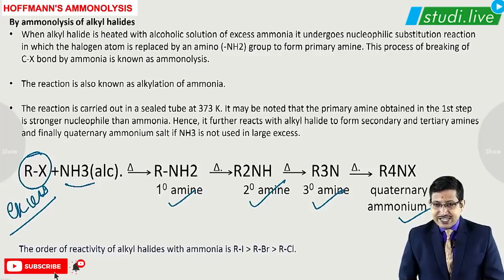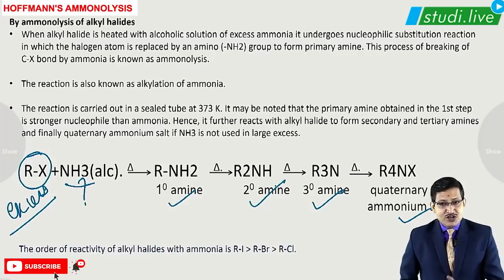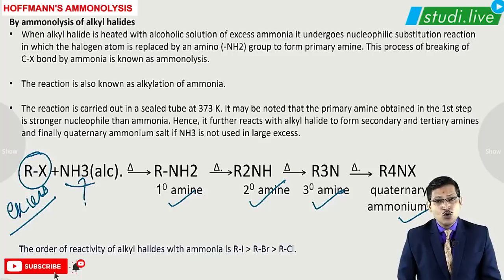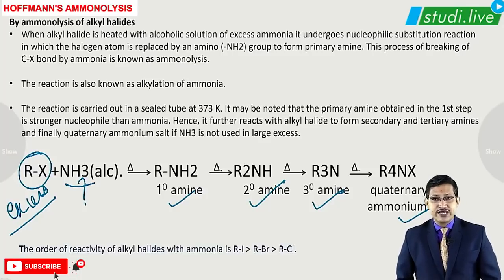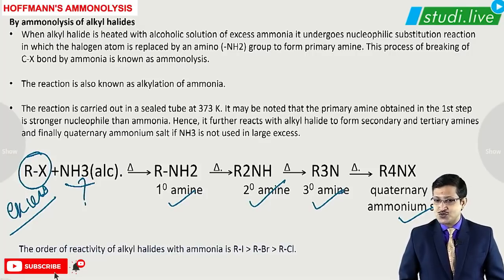Now the question is slightly twisted. If excess of ammonia is used, then what? So if excess of ammonia is used, the reaction will stop in the first step, only forming primary amines. The further steps will not take place. So you should know what is used in excess: ammonia is used in excess or alkyl halide is used in excess.